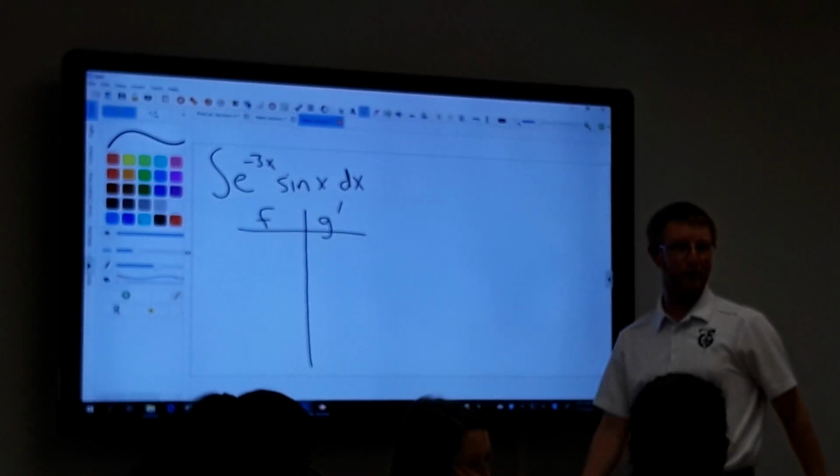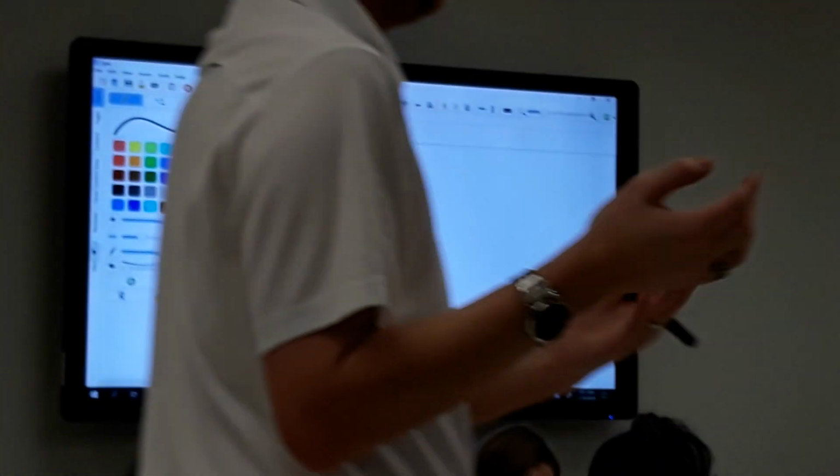I'm going to try and do this tabular. This is the type of problem where you would do integration by parts a couple of times. You'd end up with the exact same integral that you started with, and have to add a certain number to the other side and then divide. So let's see if we can get through this.